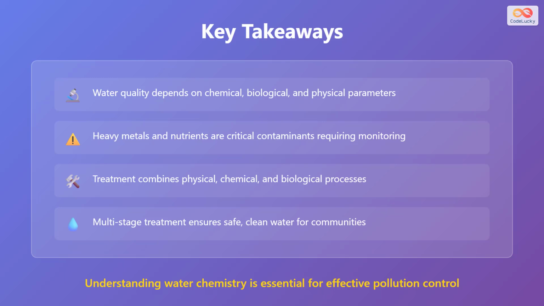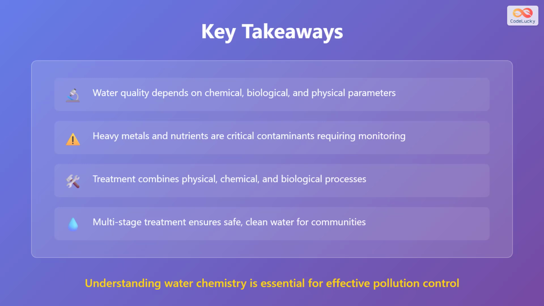Second, heavy metals and nutrients represent critical contaminants requiring constant monitoring because they persist in the environment and cause serious health and ecological problems even at low concentrations. Third, effective water treatment combines physical processes like filtration and sedimentation, chemical methods including coagulation and precipitation, and biological processes where microorganisms break down organic pollutants.